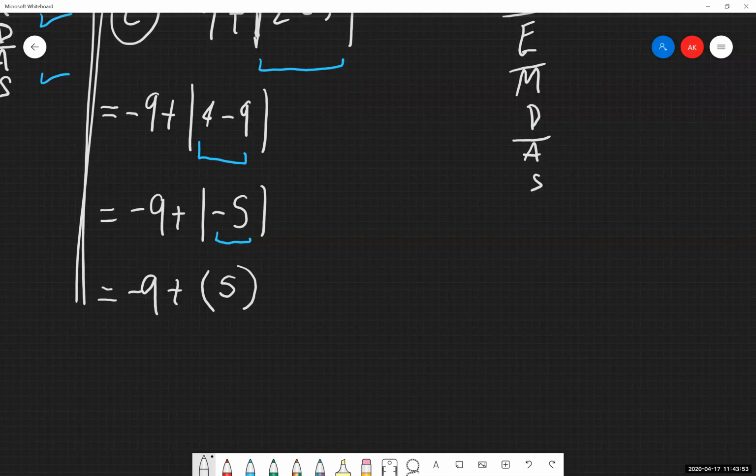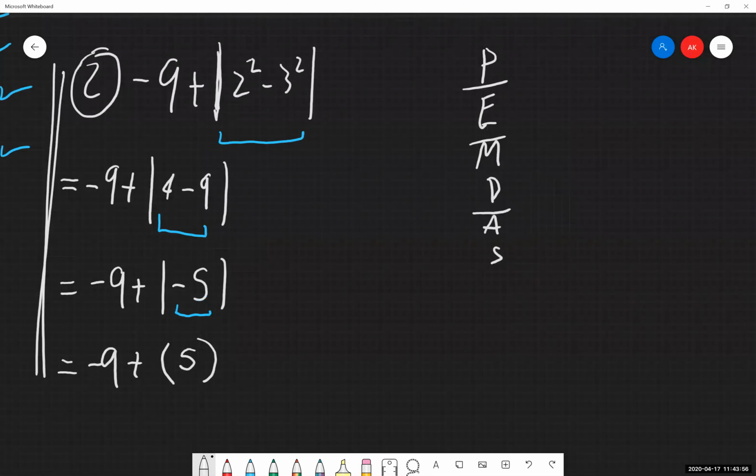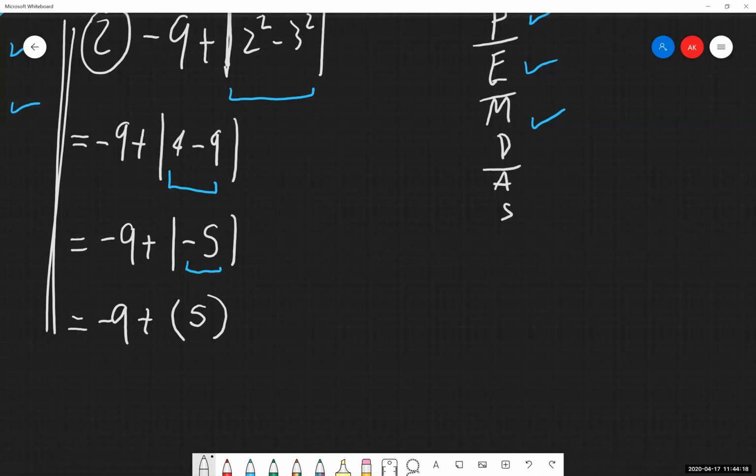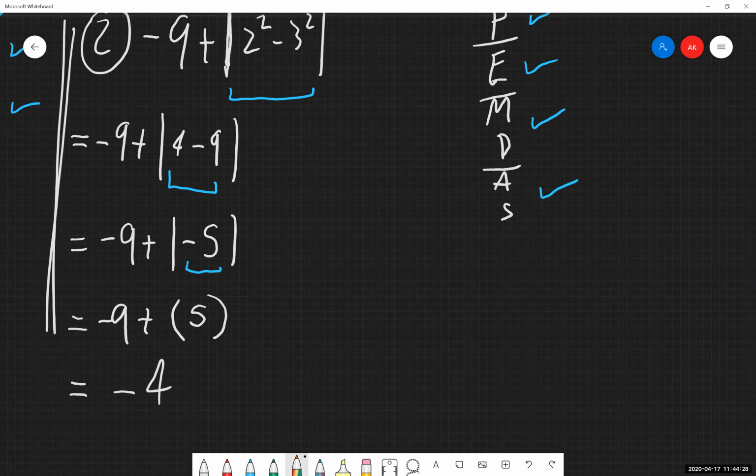So I applied the absolute value sign. I now have a positive answer there, and I can check off the parentheses. So my parentheses are done. Do I have any exponents? No, so I'm done there. Multiplication or division? No, done there. Addition, subtraction, I have a negative 9 plus 5. So I'm going to work with that. Negative 9 plus 5 is going to give me a negative 4, my final answer. I can't do anything else from there. So I am done. Okay.